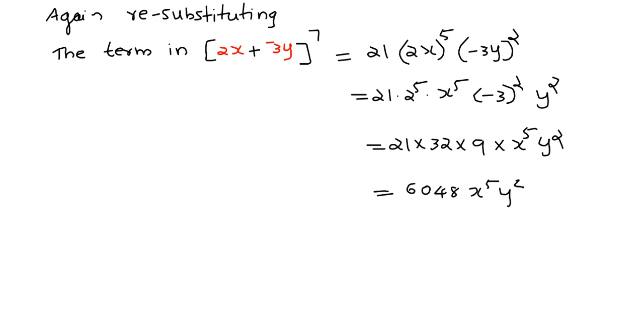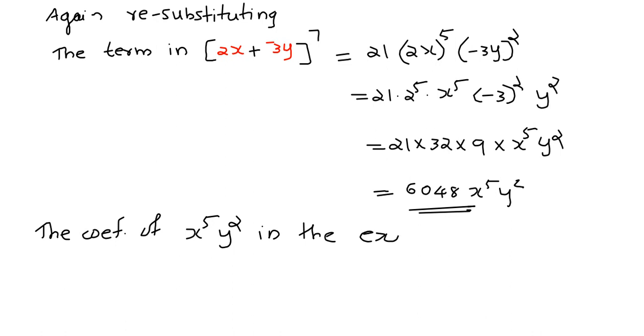അപ്പോ the coefficient of x raised to 5 y square in the expansion of (2x minus 3y) the whole raised to 7 is equal to 6048.